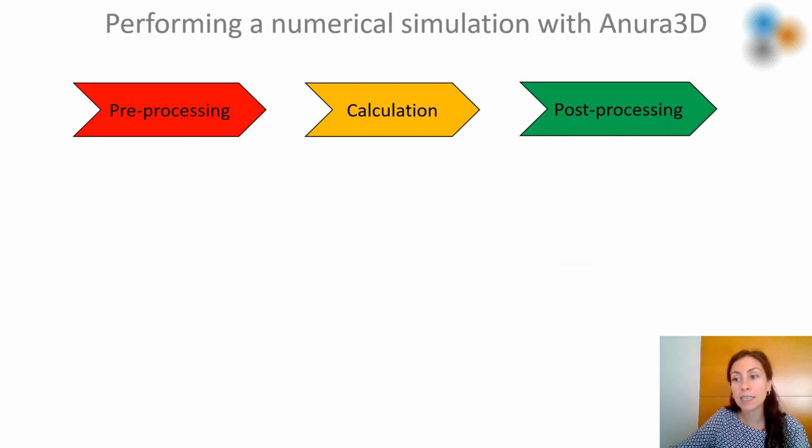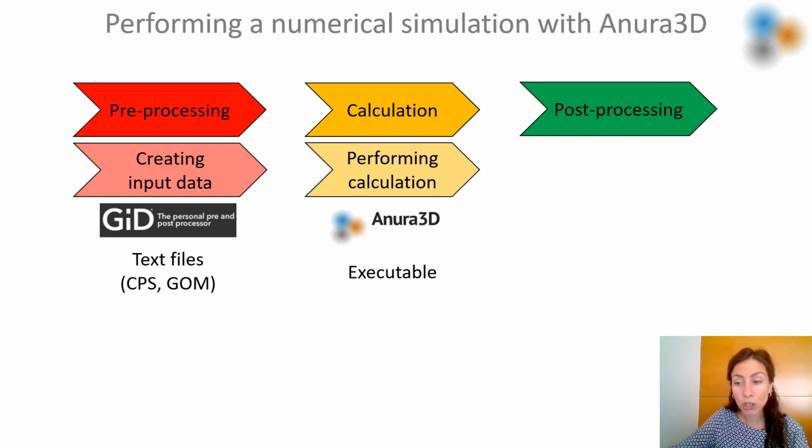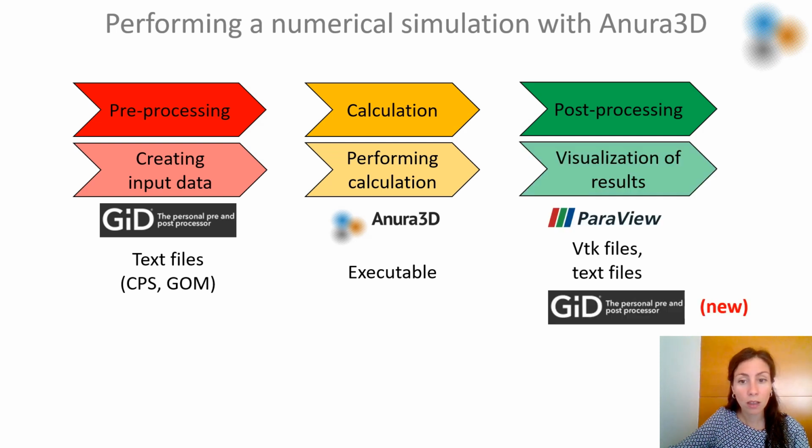In more detail, let's see how to perform a numerical simulation. You first need to create your input data in terms of geometry, materials, loading conditions, and computational mesh in the GiD preprocessor. Then the calculation phase is performed with Anura3D. And finally, the results can be visualized in the post-processing phase with ParaView software and, since the last release, also with GiD.